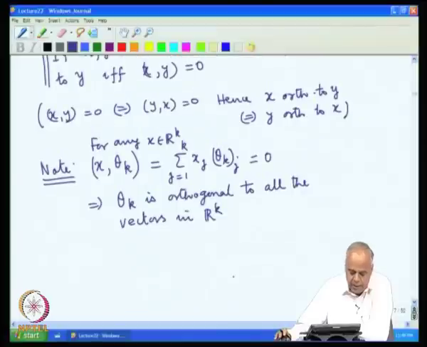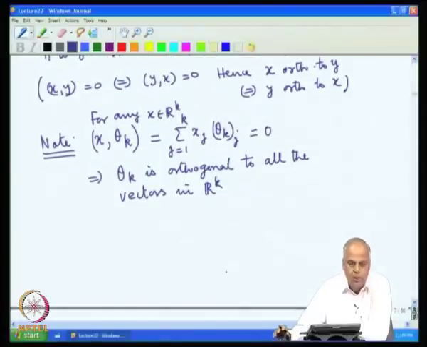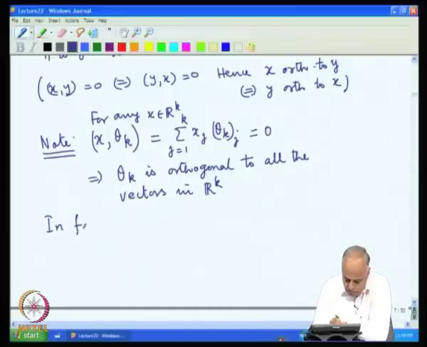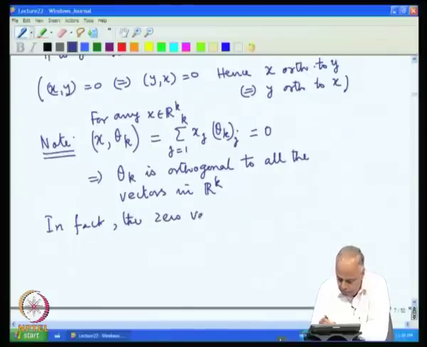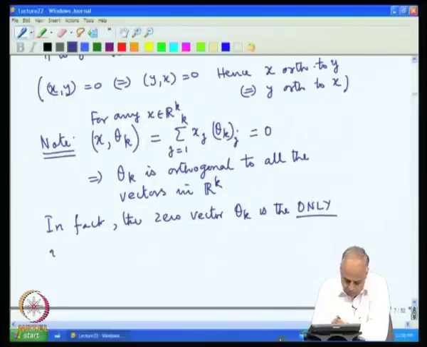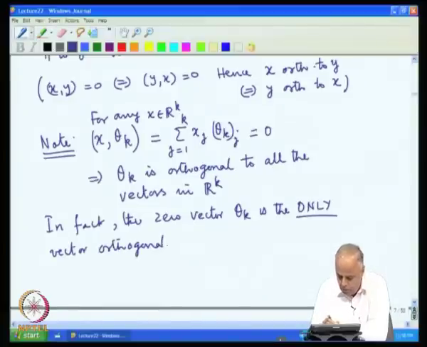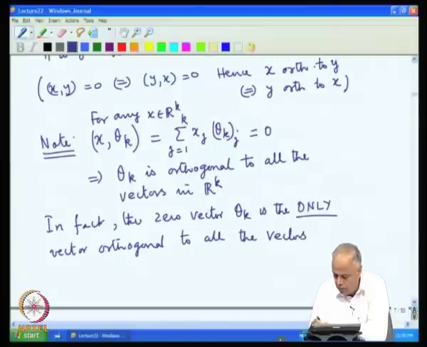Now, in fact, this is a characterization of the 0 vector, because this is the only vector which is orthogonal to all the vectors. In fact, theta k, the 0 vector, is the only vector orthogonal to all the vectors in R k. This is the only vector, no other vector can be orthogonal. Why?